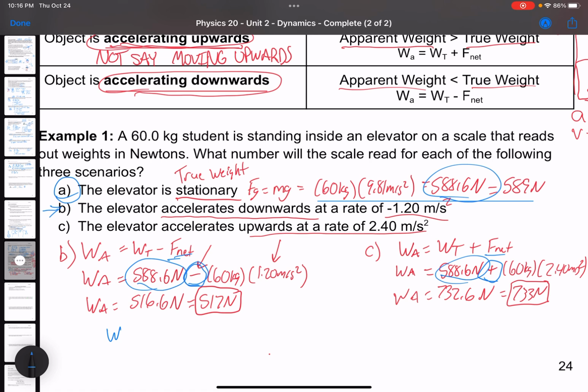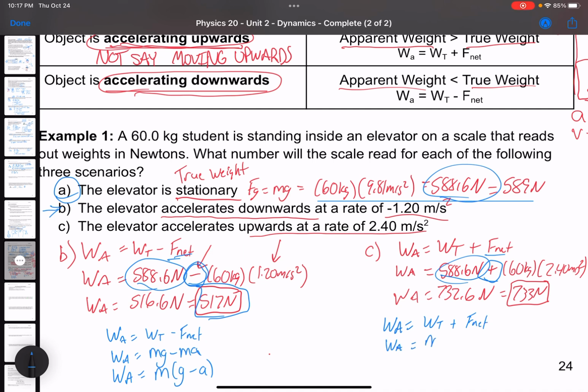So if we look at what it is, the apparent weight is equal to the true weight minus F net. The true weight we find using mg, and F net is ma. So we can see where we're doubling up in the masses again. So apparent weight is going to be mass times gravity minus the acceleration. Okay, so you could just throw these three numbers in, and you could get to this 517 answer. On the flip side over here, we have the true weight plus the F net.